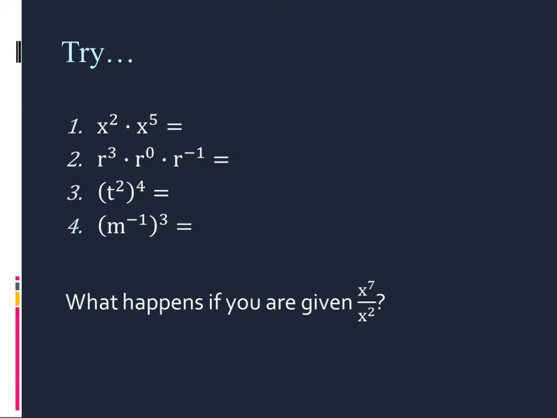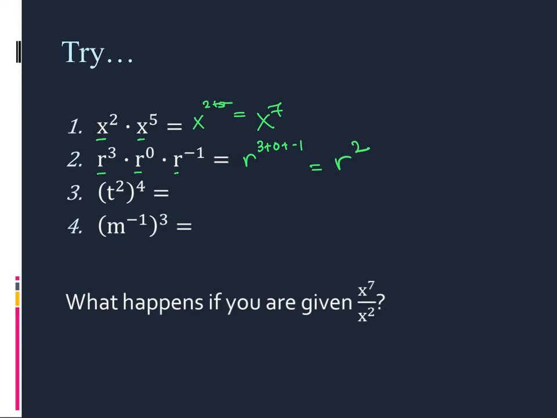to the 5th. So if you recall, when you have the same bases and you're multiplying, we are actually going to make that x to the 2 plus 5, which is equal to x to the 7th. Just like in this number 2, again, I'm multiplying when I have the same bases. Therefore, I'm going to add my exponents. So this gives me r to the 3 plus 0 plus a negative 1, or r to the second power.